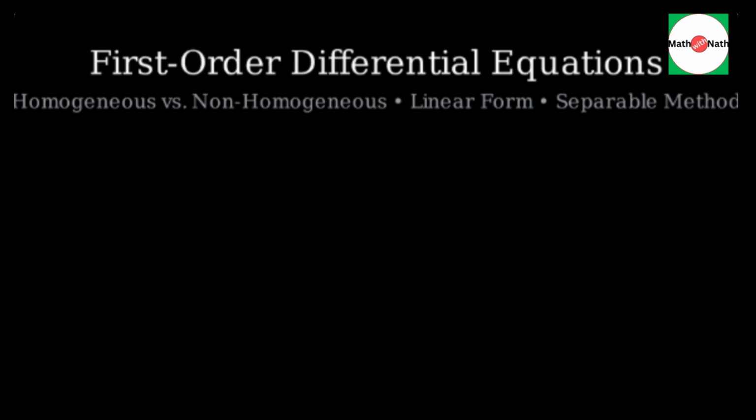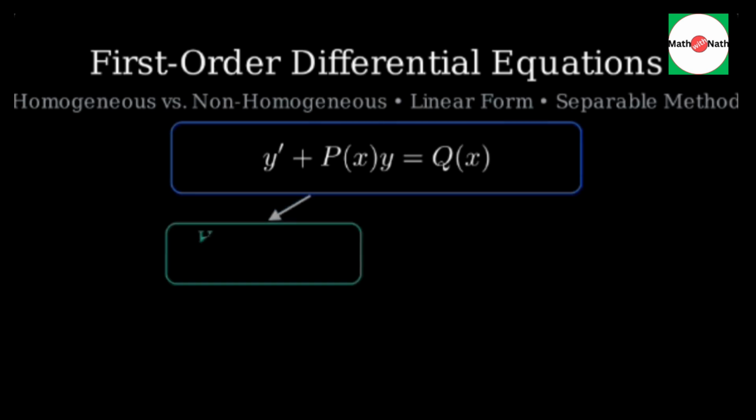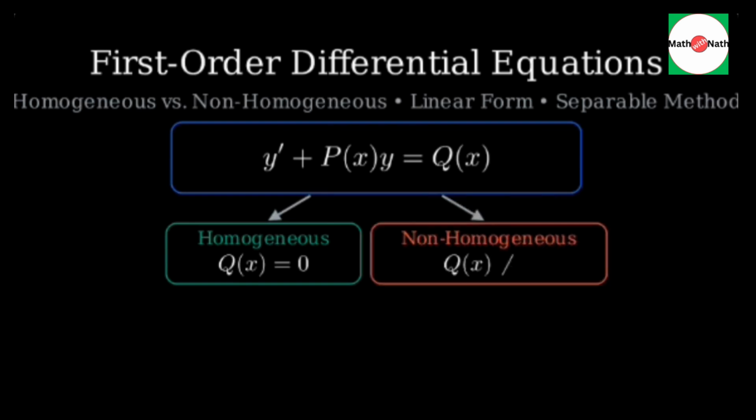A linear first-order differential equation has the form y' + p(x)y = q(x). Here p(x) and q(x) are known functions of x. If q(x) = 0, we call it homogeneous. If q(x) is not 0, we call it non-homogeneous. We will see examples of each and how to solve them.